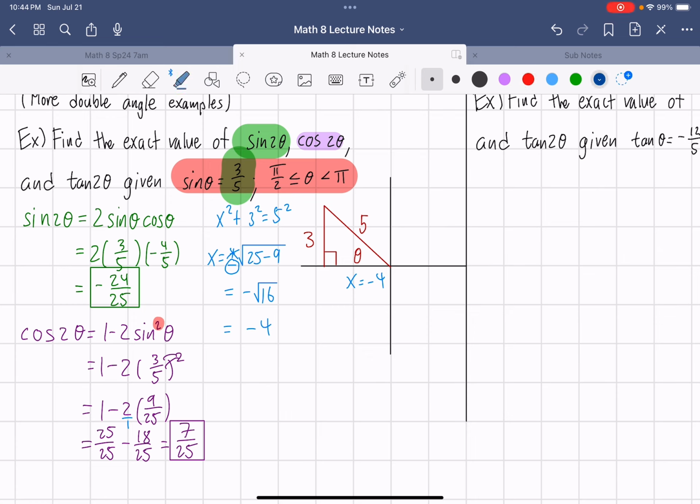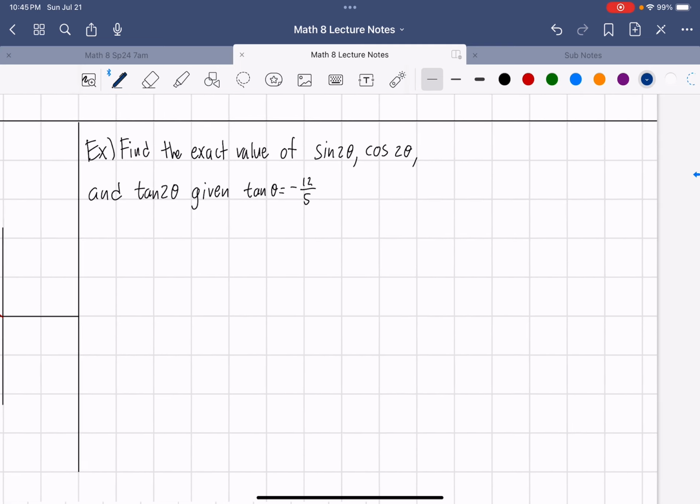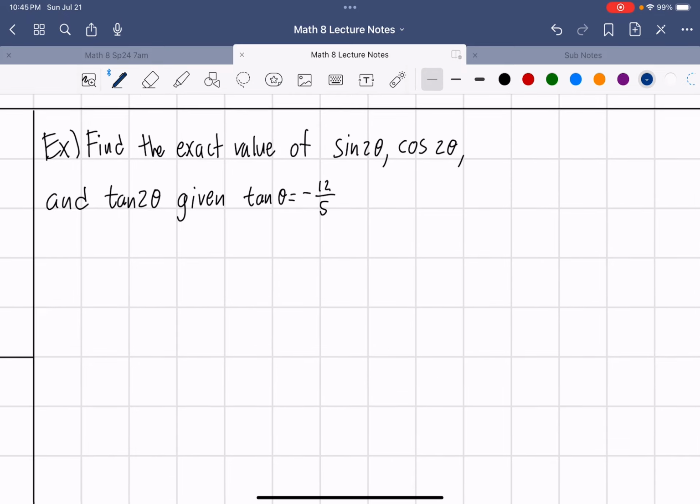which I will let you finish. Right here, we have what the identity is, and you can apply it here. And for the sake of time, we'll jump to another example.